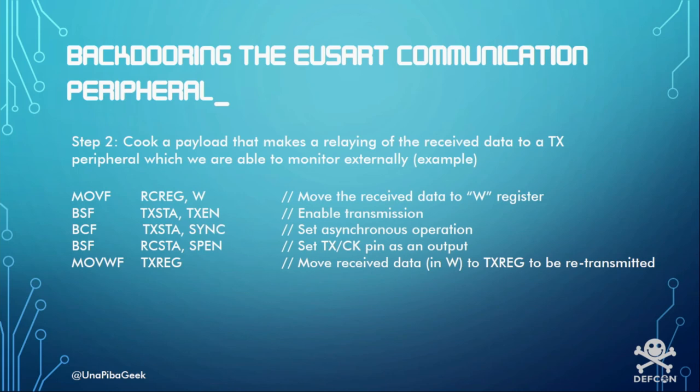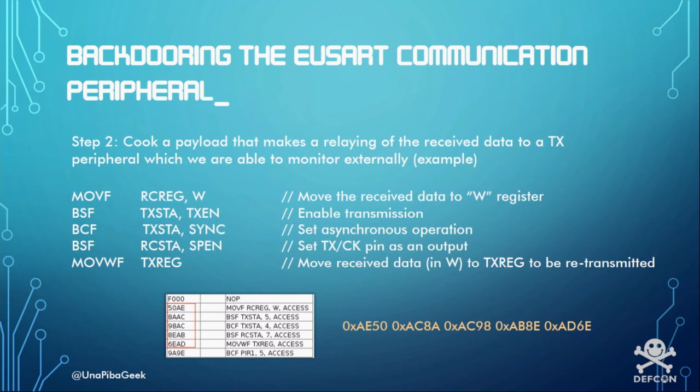This is the payload. First, we get the received data and we move it to the W register. Then the transmission is enabled, the operation mode is set as synchronous, and the TX pin is set as an output. And finally, we move the received data in W to the TX register. Anything written in such register will be transmitted through the TX pin to a USB interface or wireless module. In my case, I will use a USB interface because it's easier to show you what happened, but it could be a wireless module. This instruction could vary a little depending on the target device.